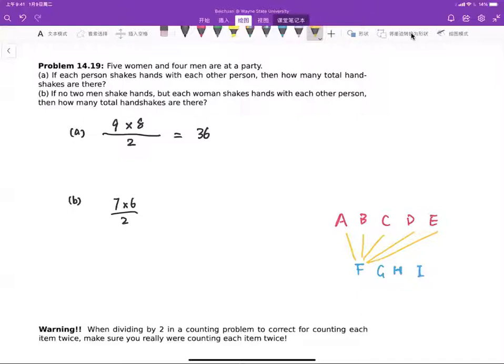G is the same. G will not shake hands with F, G will not shake hands with H, G will not shake hands with I, but G will shake hands with A, B, C, D, E. Student: Then it's 20. Good. So basically, the 4 men will shake hands 20 times, right?